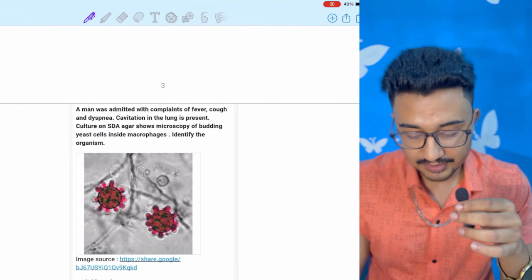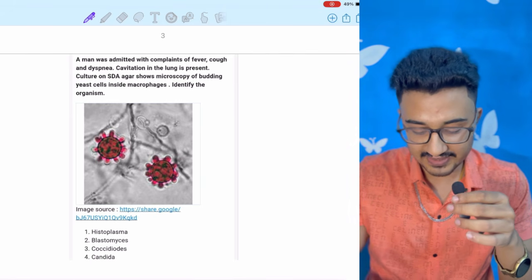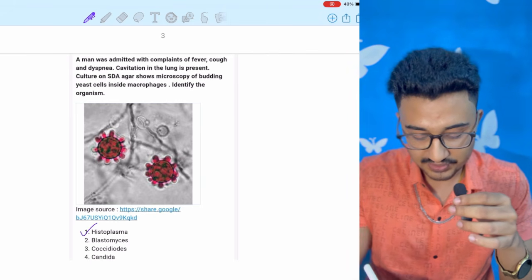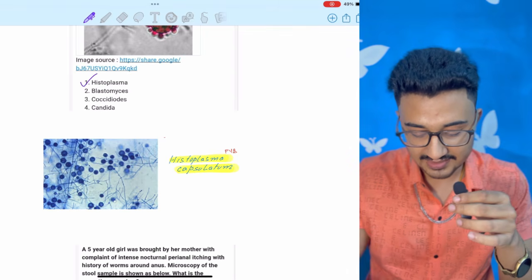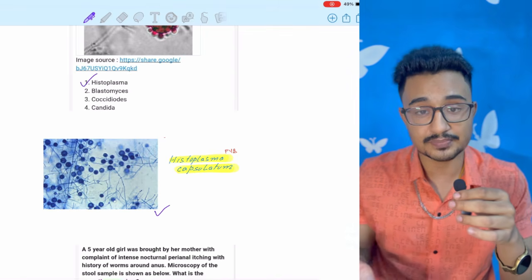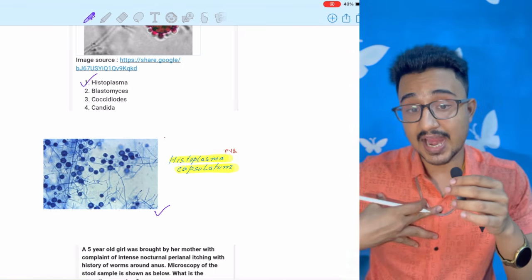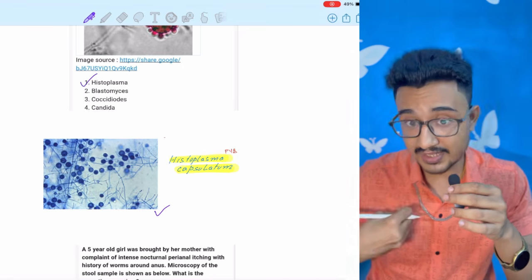A man admitted with fever complaints and this clinical feature, the fairy's wheel. Where do you see it? In histoplasma. And this is also given in my digital image bank. It was also a previous year question, because histoplasma came with molluscum contagiosum like lesions and lung involvement in our year's NEET PG.